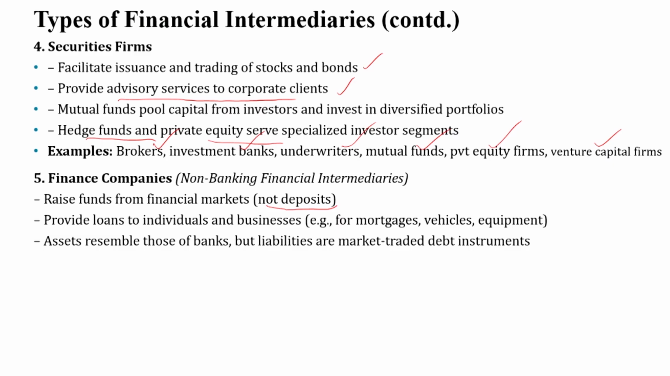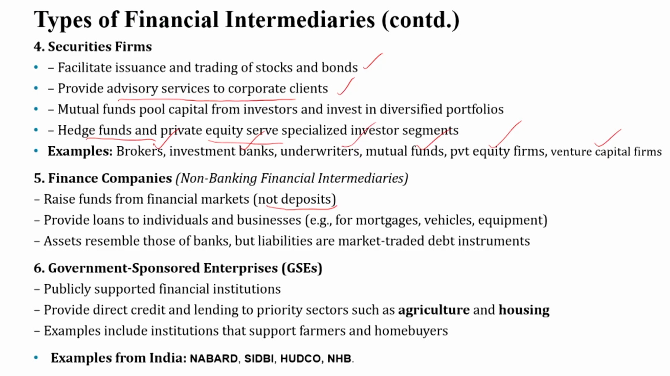deposits. Then another type of financial intermediary is government sponsored enterprises. These are publicly supported financial institutions. They serve key developmental and social policy goals. Government sponsored enterprises provide direct credit and lending to priority sectors like agriculture and housing. Examples include institutions that provide loans to farmers or help home buyers access affordable housing finance.